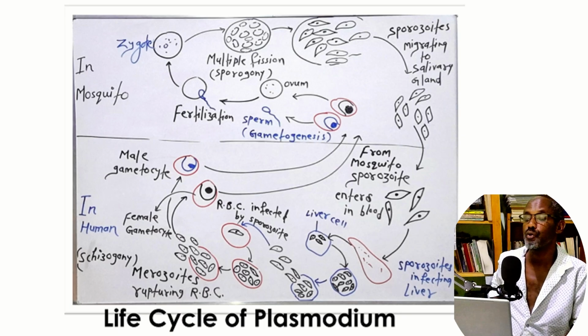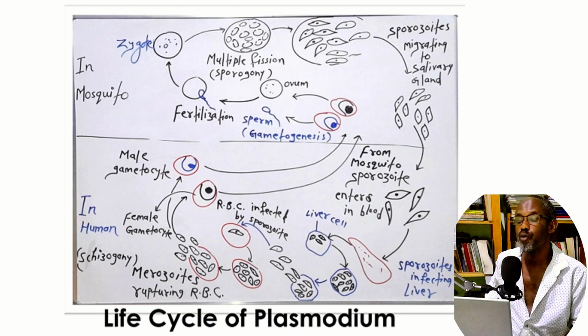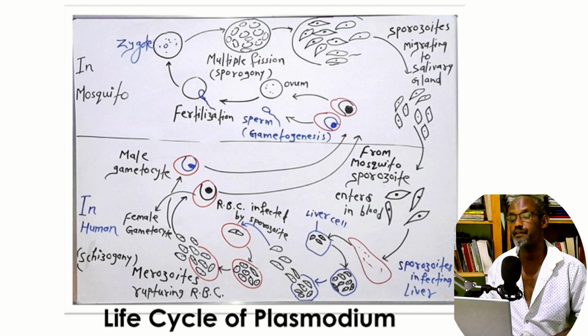They produce sporozoites. Sporozoites migrate to the salivary gland of the mosquito. When the mosquito tries to suck blood, sporozoites come out of the proboscis, the mouth part of the mosquito, and mix up into our blood. This is the infection. Sporozoites are the infective stage.